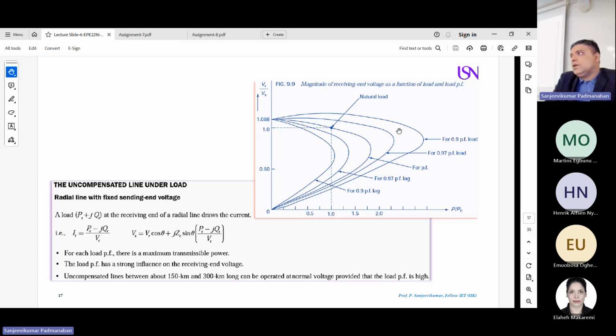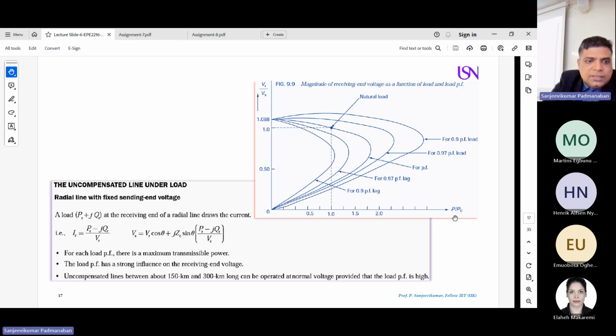It's clear to you. First, the real characteristics, how it could happen as a function of load and load power factor, and how your receiving end voltage varies as a function of sending end voltage. So at the maximum value, for all the cases of your power factor, when the P by P naught ratio is increased, you always land at 1.088. So that's why VR by VS is always 1.088 at rated, and more than the rated P by P naught.